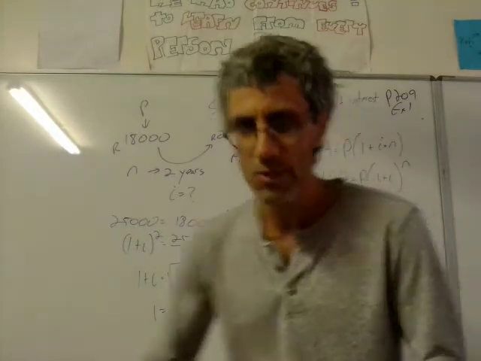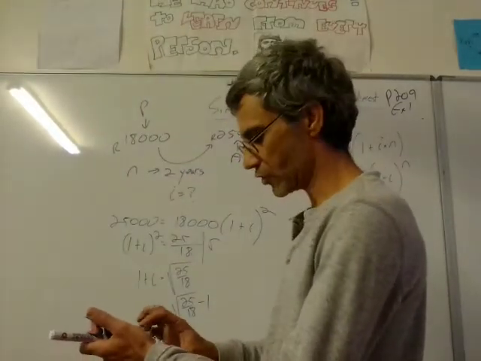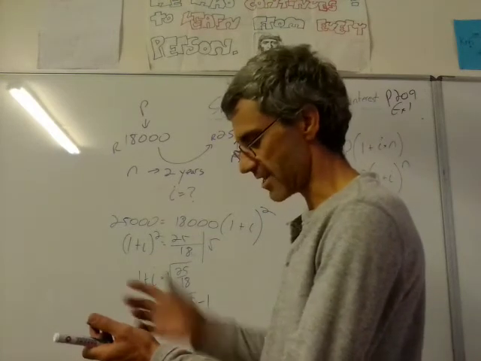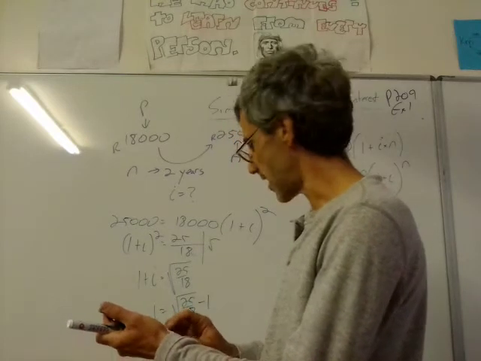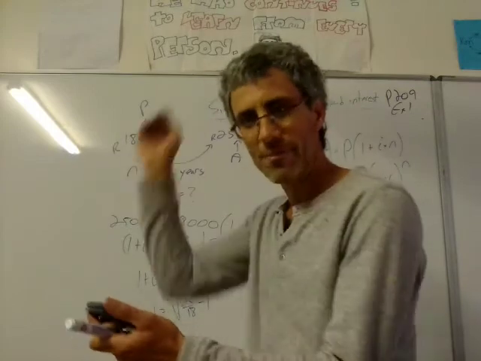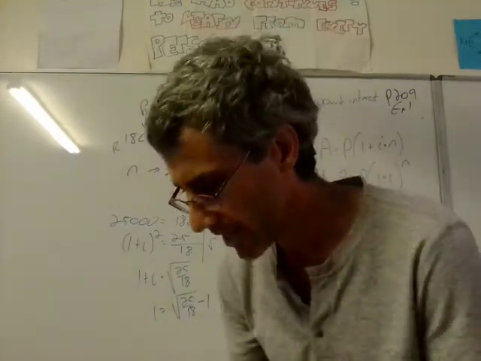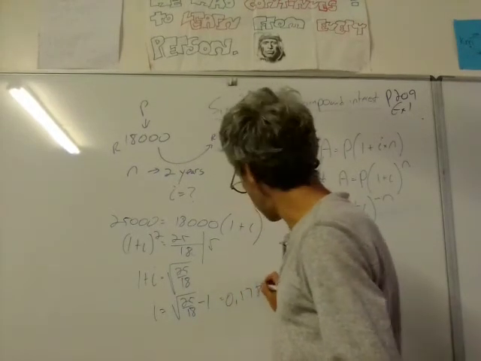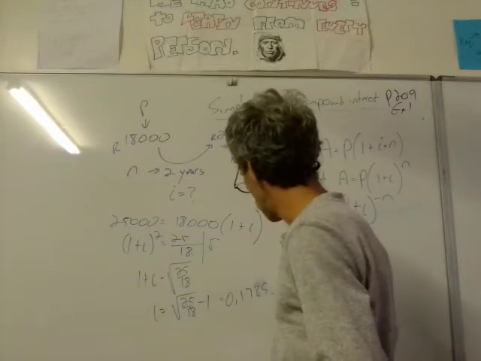Okay? And now let's put that in the calculator. So I'm going to put the square root of 25 over 18, that's all under the root sign, minus 1 equals. I've got some fancy surd here. Press SD and I get 0.1785 and it carries on around.